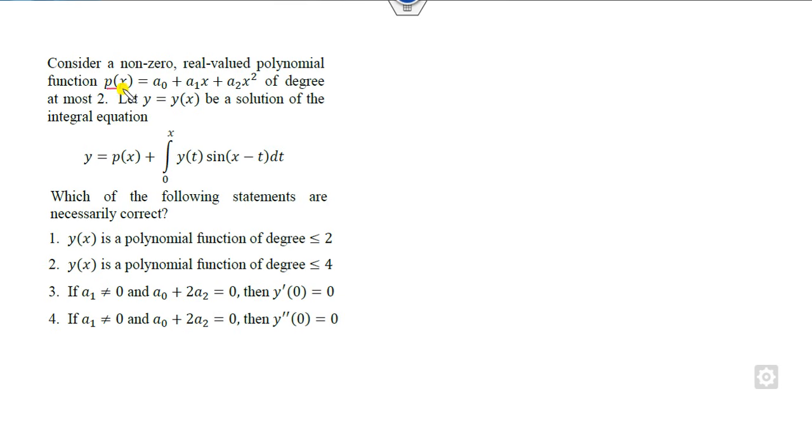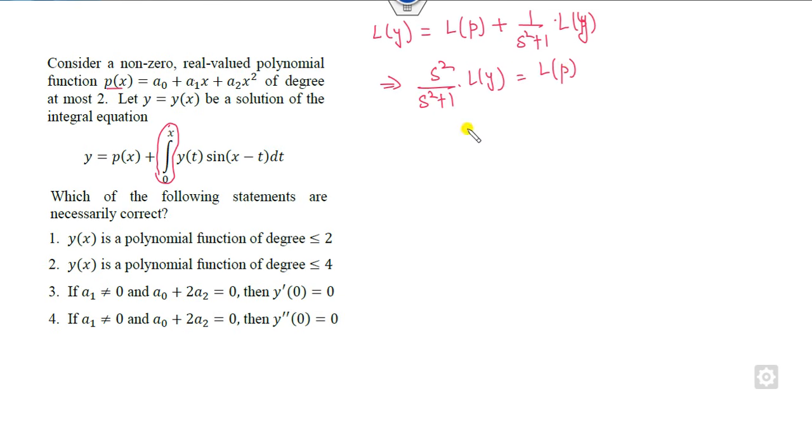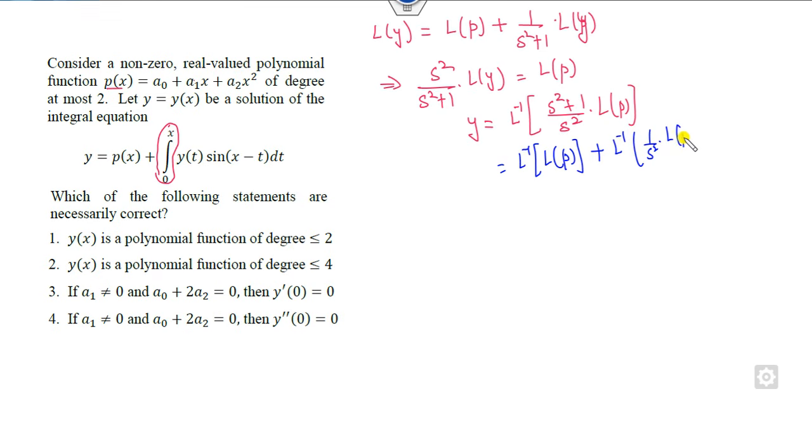Okay, what is that? P(x) is a polynomial of degree 2. Again the limits are 0 to x, so again I can start with the Laplace transform. Taking the Laplace of y, it is s square times Laplace of y equals Laplace of p. I can find the value: y is L inverse of 1 over (s square plus 1) times L of p. I can make it a separate L inverse of p and L inverse of 1 over s square times L of p.